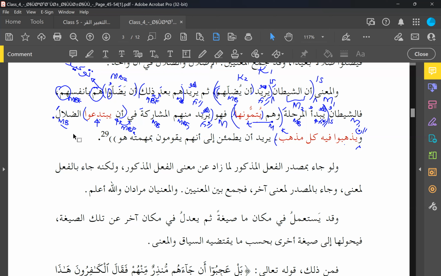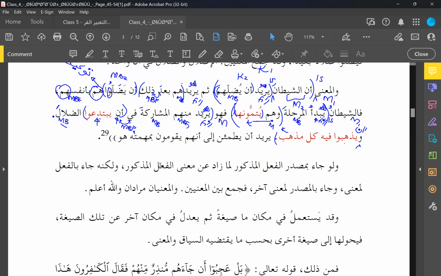Okay. So yeah, exactly. We can't say that this one is the maf'ul and this is the mudaf ilayh to this masdar. We cannot say dalali, it's dalala. Yes, because it's the maf'ul bihi. Okay. So يذهب, again another fi'l here. Okay. So now we have to ask ourselves, who is the fa'il?